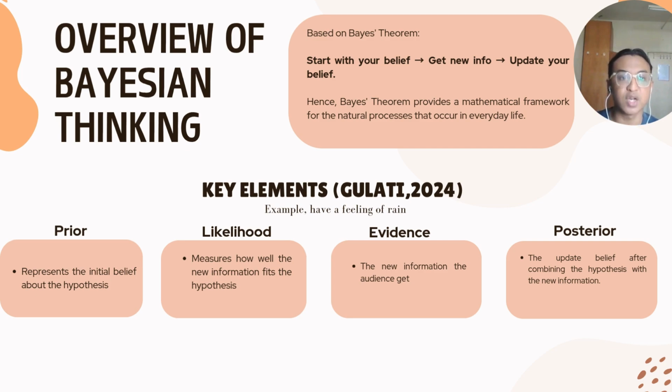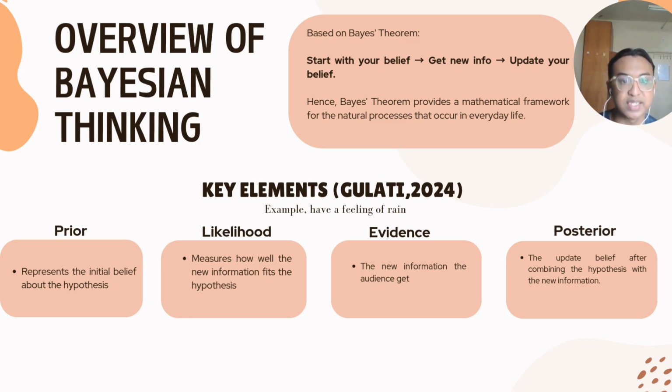So here, according to Gulati 2024, there are four important key elements. So based on these elements, I will relate it with an example of you have a feeling of rain. So let's go one by one. First one is prior. Prior is the representation of initial belief about the hypothesis. For example, according to the weather forecast, we know that it's about 20% going to rain today. Okay, that's the example.